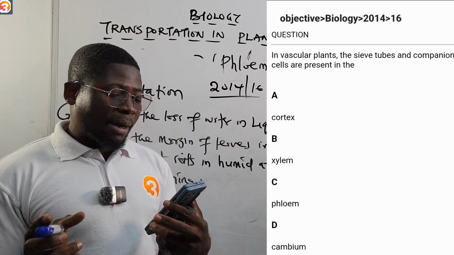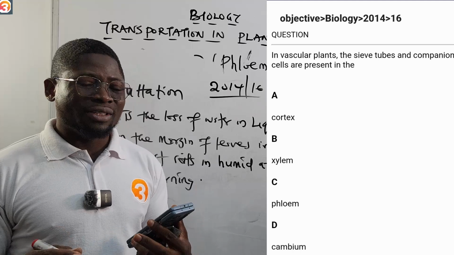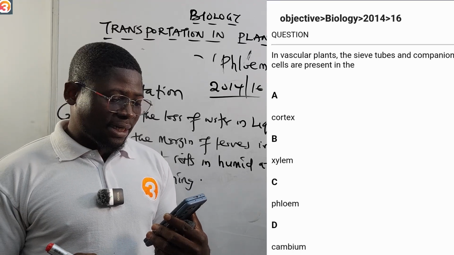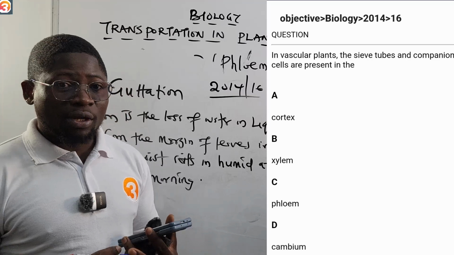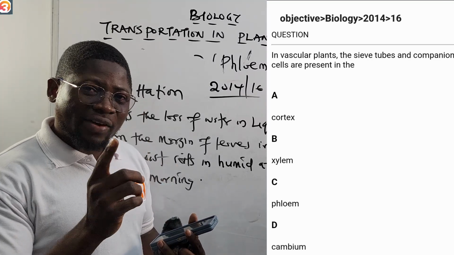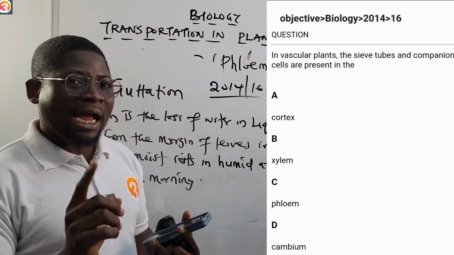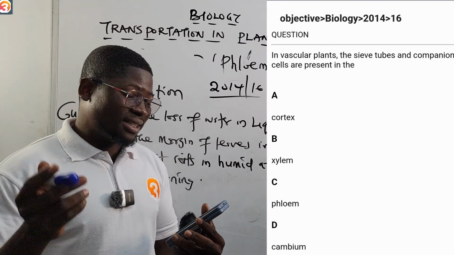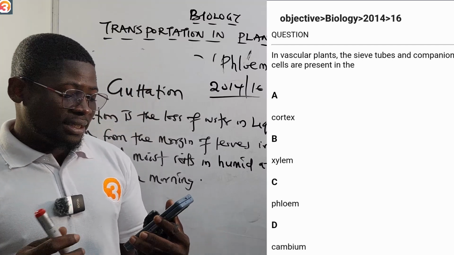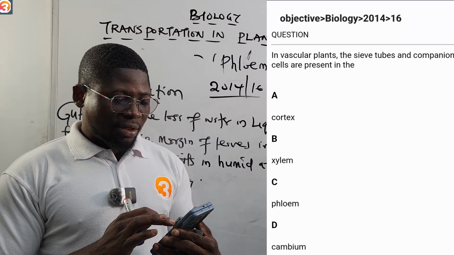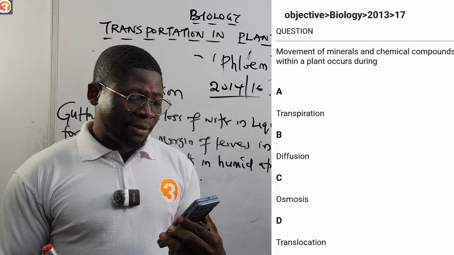They say in vascular plants, the sieve tubes and companion cells are present in the where? We'll talk about the sieve tube, the companion cells, the phloem fibers, the phloem parenchyma, and we say they are present in the phloem. A says cortex, B says xylem, C says phloem, D says cambium. It's in the phloem.